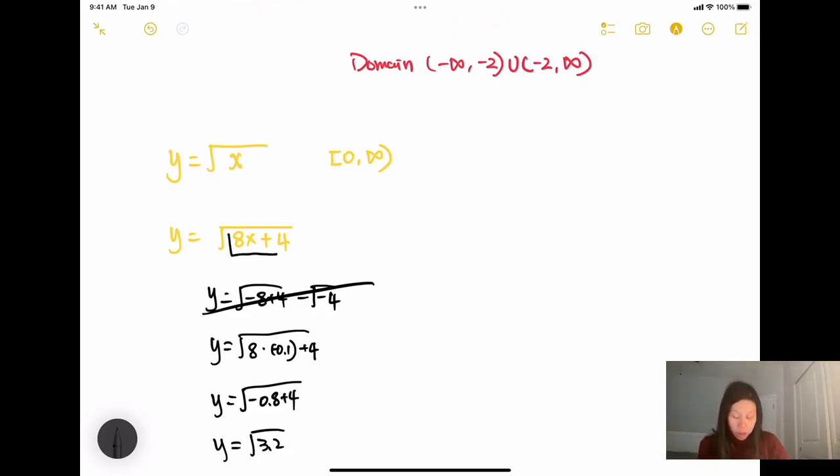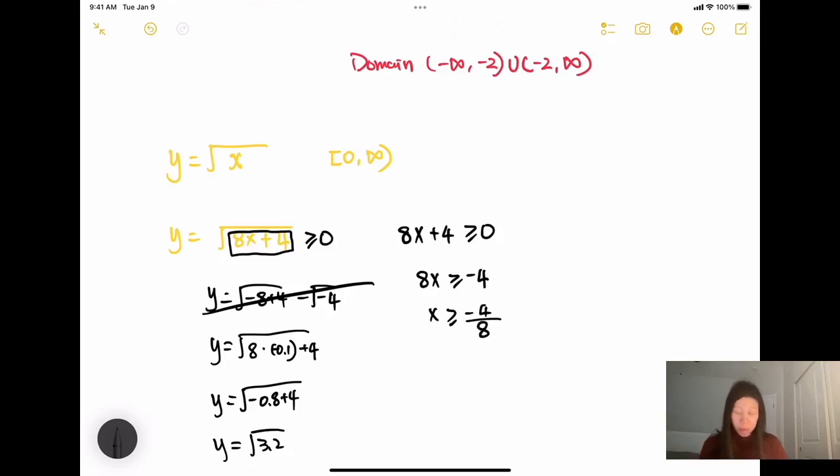So in general, we want everything in here to be greater than or equal to 0, right? As long as it's non-negative, the function makes sense. It will be defined. So I will have 8x plus 4 greater than or equal to 0, and then I solve for x. I subtract 4, then divide by 8 on both sides and simplify. So as long as x is greater than or equal to negative 1/2, the function will be defined. So that means the domain is from negative 1/2 to infinity.